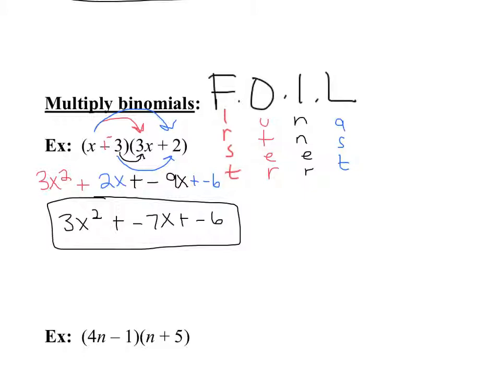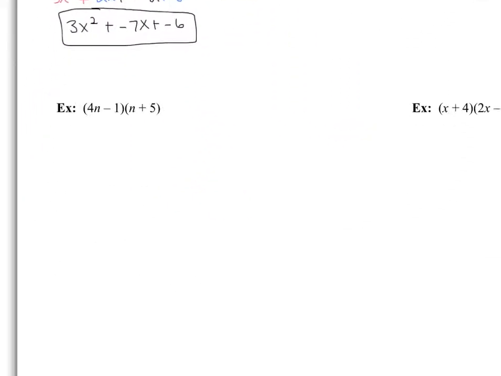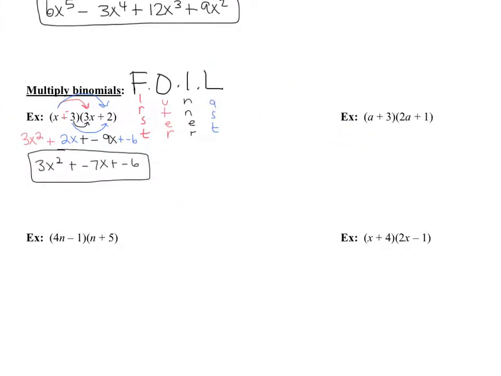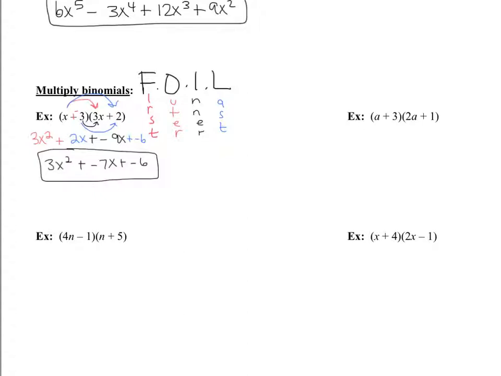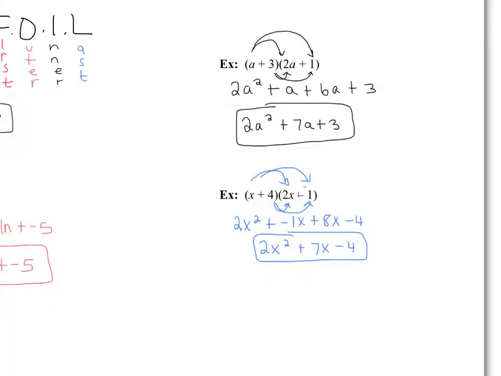So try the next 3 by foiling. Pause the video, press play when you're ready to check your answer. So first, you can see that you're distributing a, so you get 2a squared plus a, and then you distribute the 3, so you get 6a plus 3, and then you can combine a and 6a to get 7a, so your final answer is 2a squared plus 7a plus 3.